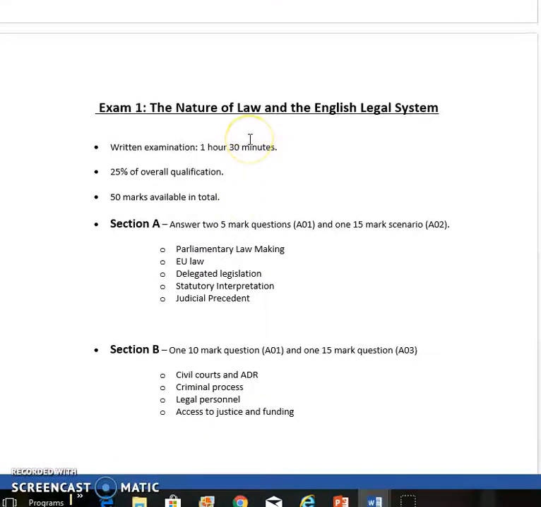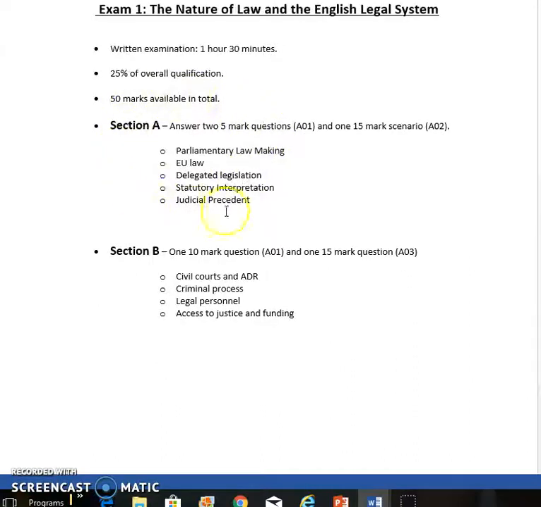The exam is an hour and a half long and it is worth 25% of your overall A-level grade. 50 marks are available in total on Exam 1. 25 marks are available for Section A and 25 marks are available for Section B. The format of the questions on Section A and Section B are slightly different, so it's important that you remember the differences between the two.